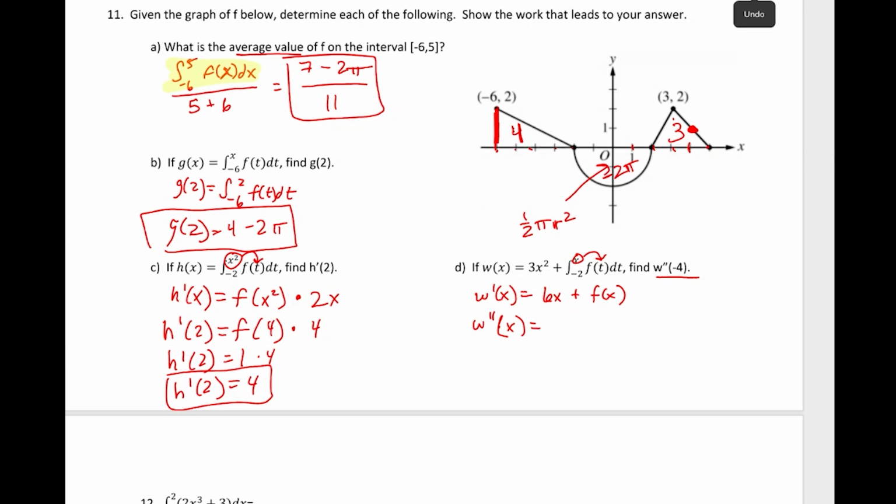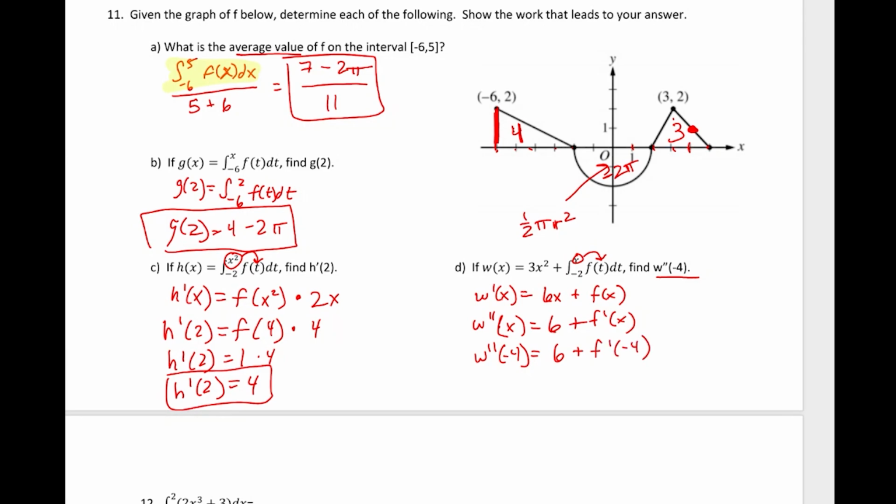Okay, so w double prime of x is going to be the second derivative of this. It's going to be the derivative of the first derivative. So the derivative of 6x is 6. The derivative of f of x is just f prime. So if I want w double prime of x at negative 4, I'm going to substitute in negative 4 everywhere I see x. That'll be 6 plus f prime of negative 4.